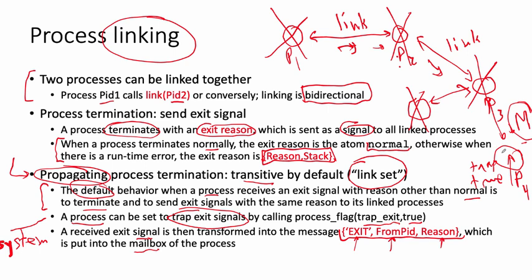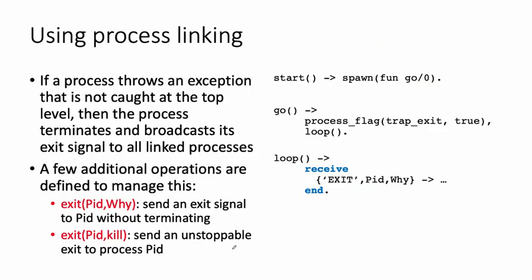So this process is actually observing the others. It can see when the others crash, and then maybe it can do something. So this is the basic principle for building what we will call supervisors later. The linking mechanism with trap exit is what's used to build supervisors, which we will see later. But this is the basic mechanism. You see the link set, default, everyone crashes, except for the ones with trap exit true.